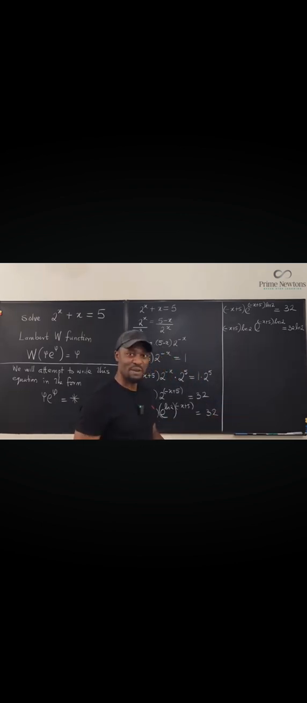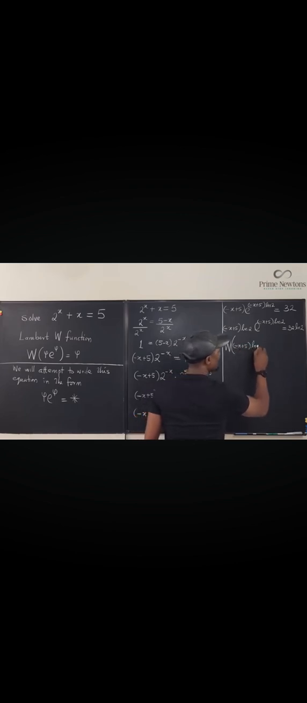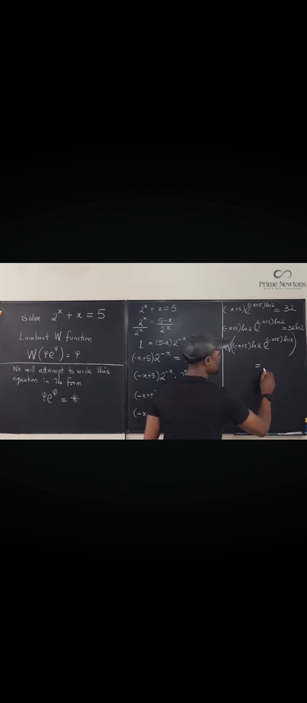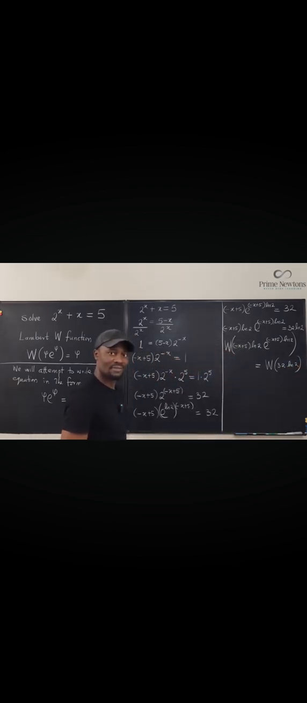Now I don't have enough space to write that. I think I should write it. But we know now that the W of negative x plus 5 ln of 2, e to the negative x plus 5 ln of 2, will be equal to the W of the right hand side, 32 ln of 2. But when you plug this into W, it just gives you your hibiscus. I don't know what that flower is. Okay, I thought I was sketching flowers, but that's a Greek letter.